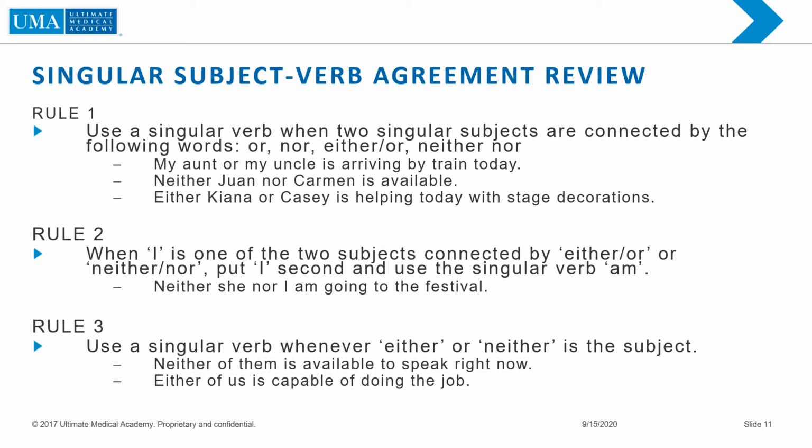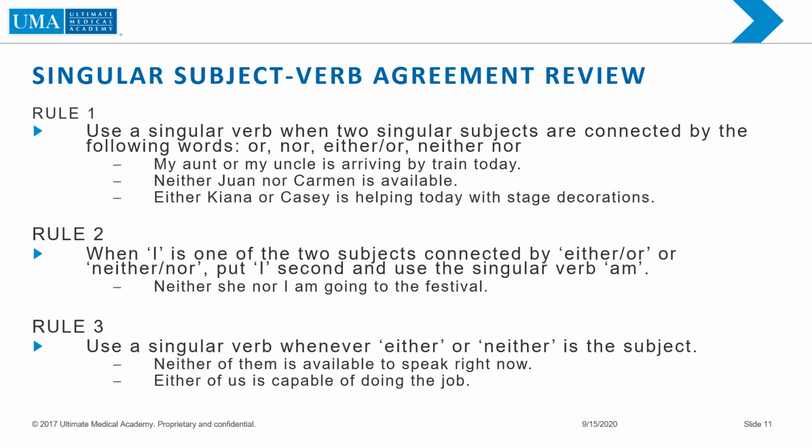Rule 1. Use a singular verb when 2 singular subjects are connected by the following words: or, nor, either or, neither nor. Okay? My aunt or my uncle is arriving by train today. Neither Juan nor Cameron is available. Either Kaina or Casey is helping today with stage decorations.